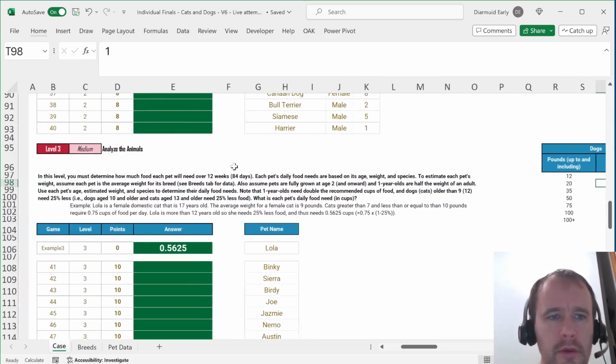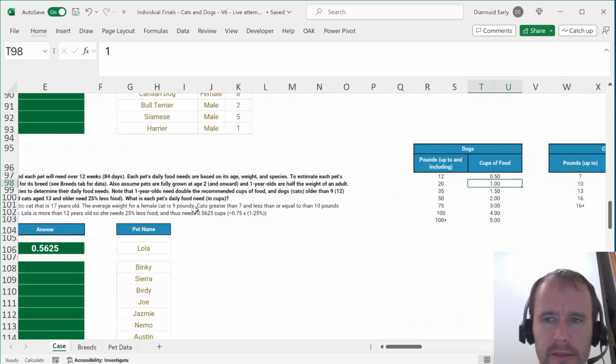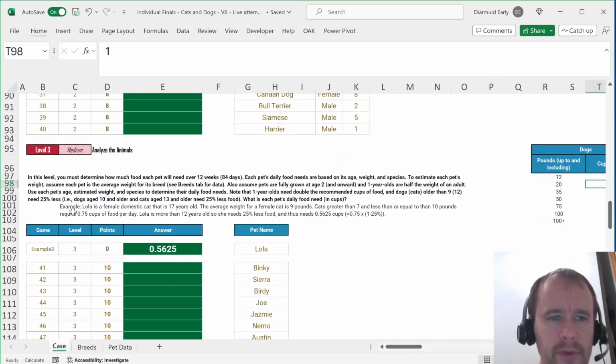Fine. Use each pet's age, estimated weight, and species to determine their food needs. Okay. Note that a 1-year-old needs double the recommended cups of food. Okay. Half the weight, but they need double the food. Okay, fine. And dogs older than 9 and cats older than 12 need 25% less.